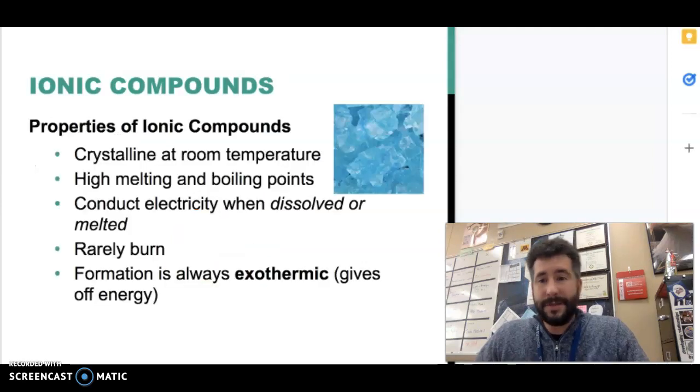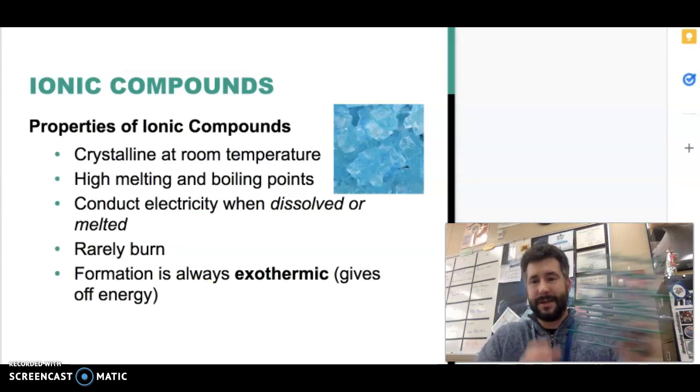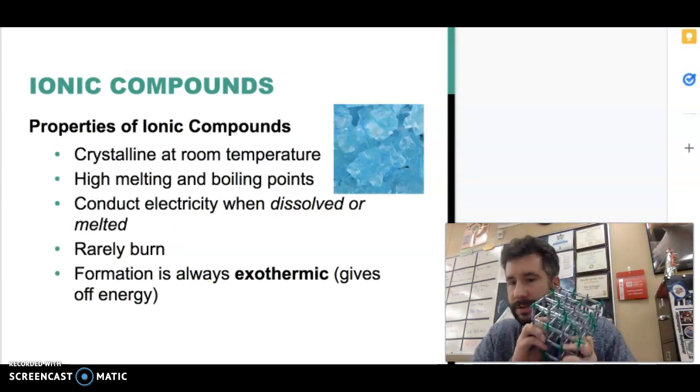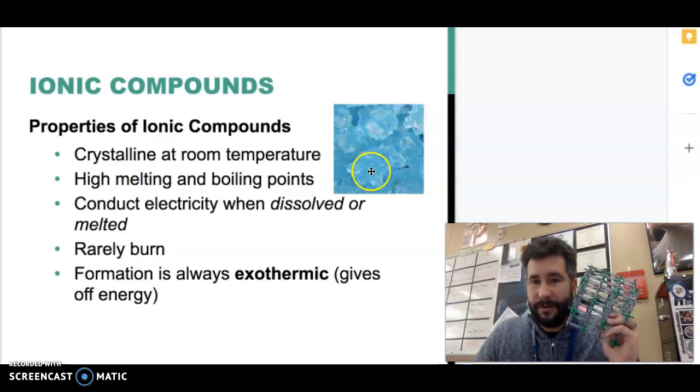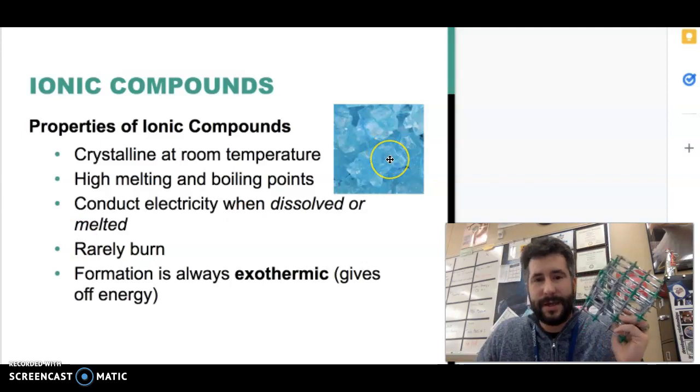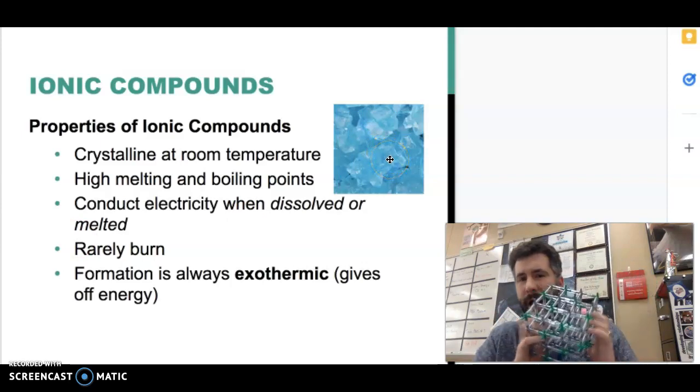As we think about these, we can start to think about some properties that they have. The biggest idea is that these ionic bonds are forming this crystalline structure. And so we see these kinds of crystals. You can see right here are some crystals. They get kind of neat in there. They have really high melting and boiling points.